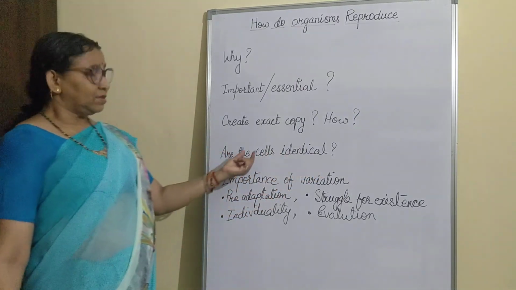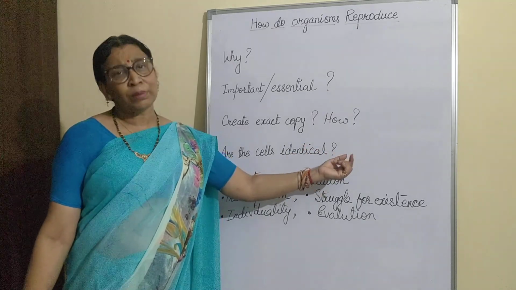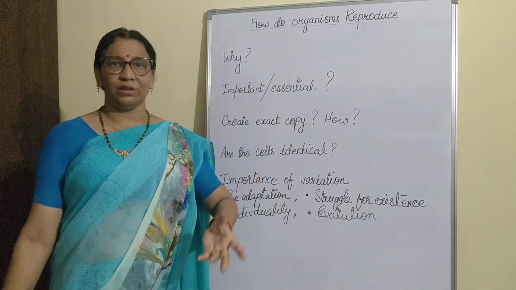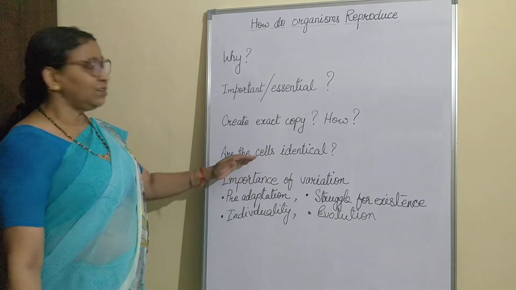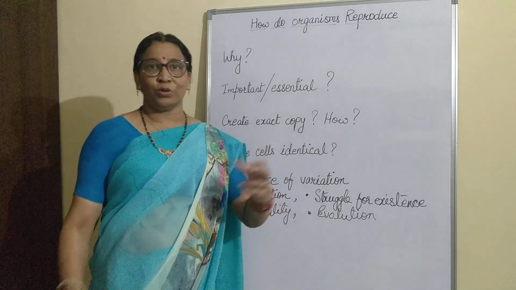So cells are identical but with a bit of variation, which is subnuclear variation. There is a very unnoticeable variation. You cannot notice it immediately. So that variation is seen. Now coming to the importance.